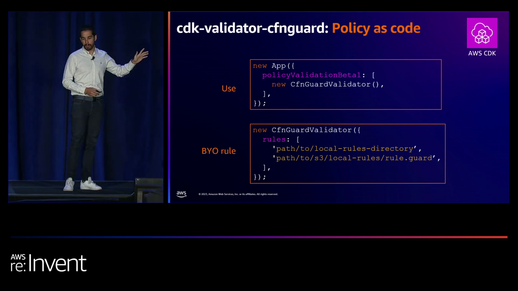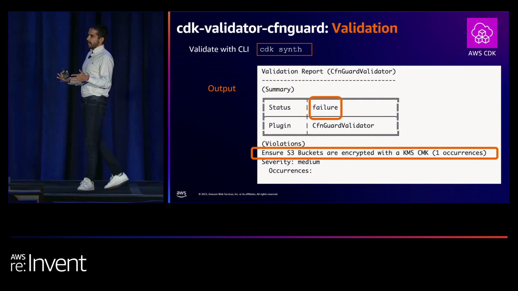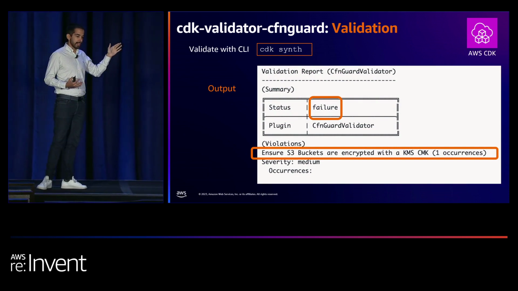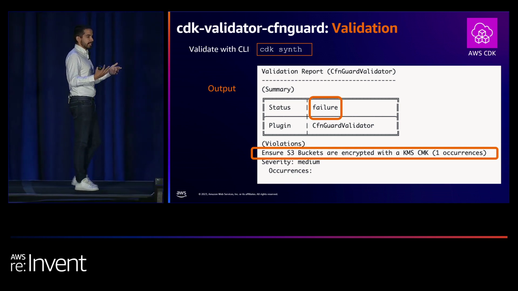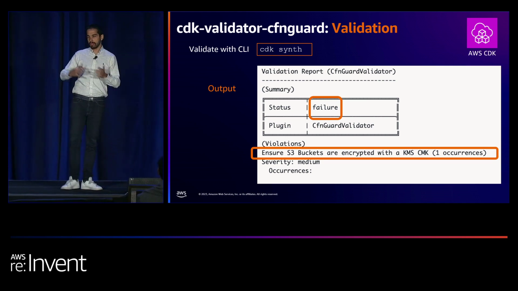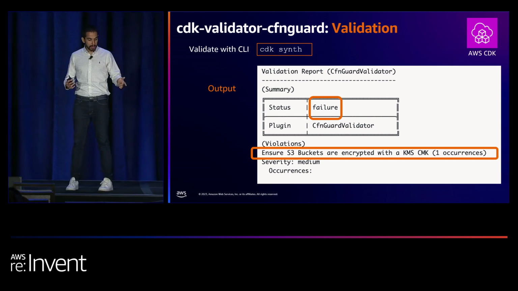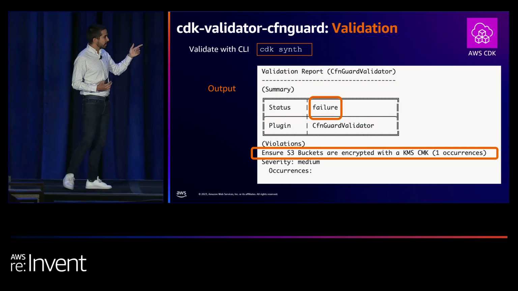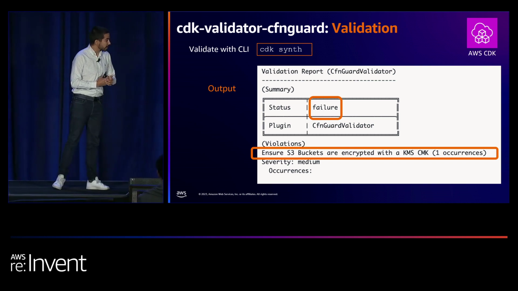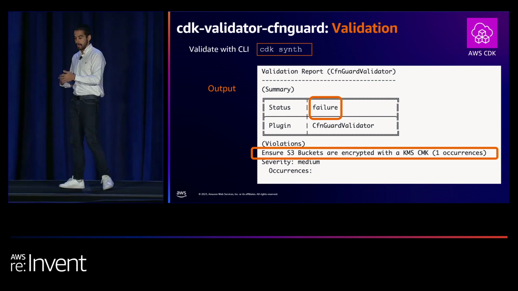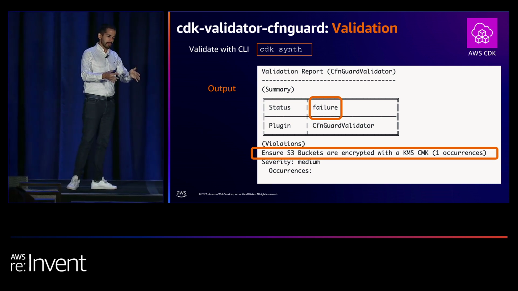So I've defined my policy, and what you do next is when you are creating your CDK apps, a single CLI command, CDK synth, will generate a report after evaluating if your CDK application complies with your policy. If it doesn't, you're going to get some details about why. For example, you see that a single bucket is not encrypted as it should be with a KMS CMK key. And this is a subset of the report.